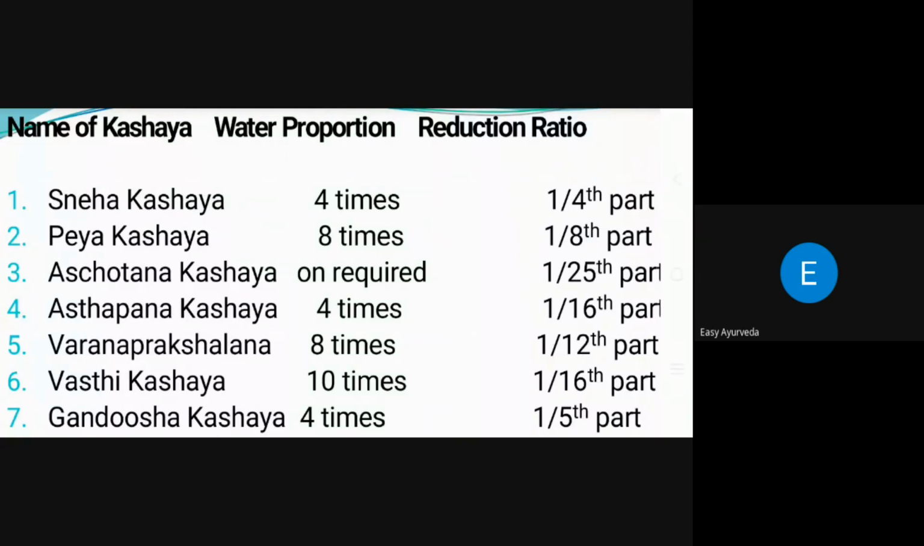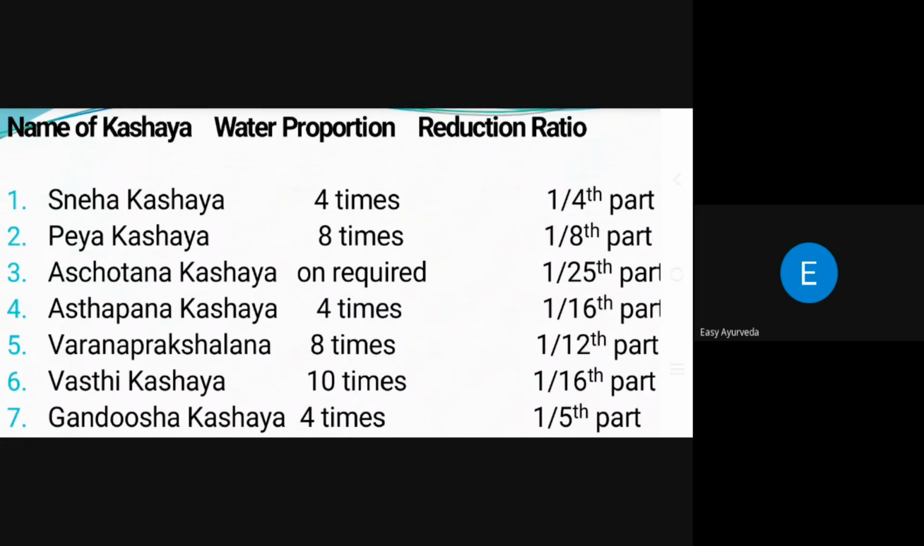To 1 part of the drug, 4 parts of water should be added, and it is reduced to 1/4 part. This is also mentioned in the Charaka Samhita, where the preparation of ghrita is described: 1 part of the drug and 4 parts of water are taken, and it is reduced to 1/4. That is the proportion Bhoja has actually given.